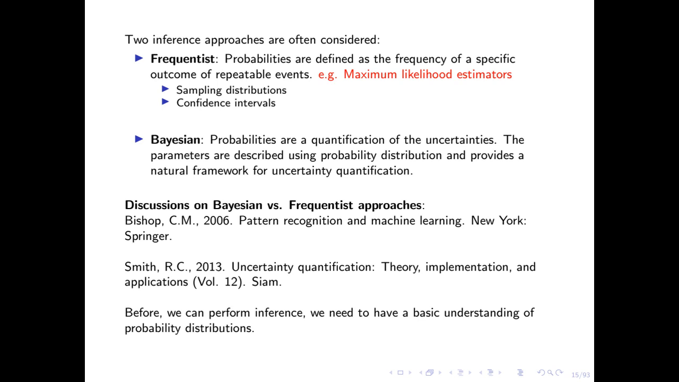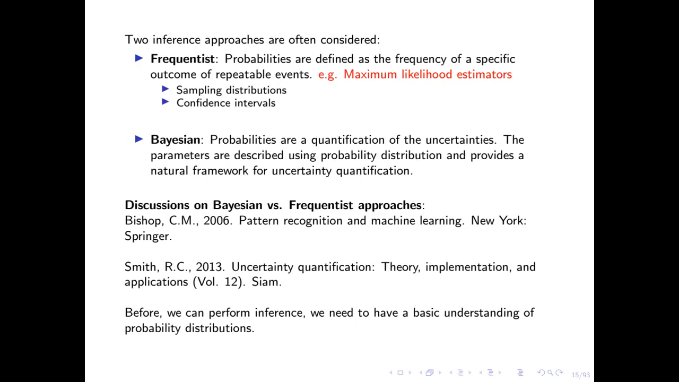With the Bayesian perspective, the probabilities are directly seen as quantifications of uncertainty. And the parameters that we try to infer, or the parameters of the model, are described using probability distributions. And this allows us to have a natural framework for uncertainty quantification. I'm not going to go into detail between the different perspectives of Bayesian and frequentist. You can find a good discussion in the textbook by Bishop that's freely available. There's also a textbook on uncertainty quantification that also goes into detail on the differences and the benefits, etc.